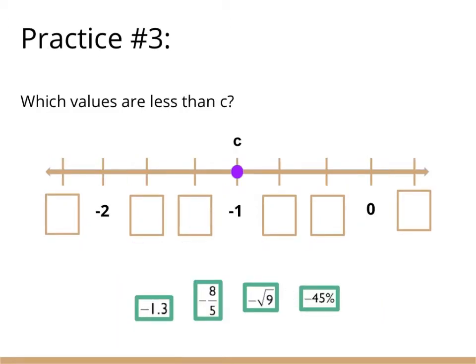Here we are at practice number 3, and practice number 3 says which values are less than C. So you have to take some time, figure out what's going on with the number line here, then determine if these values are less than C, and then determine which answers are correct. Go ahead and pause the video now, see if you can do it on your own, then press play again to see if you are right.